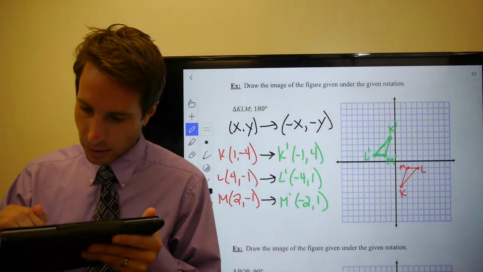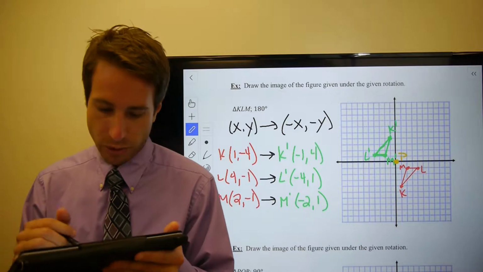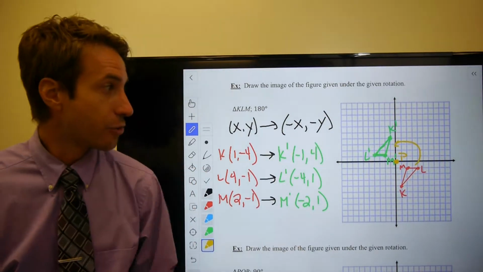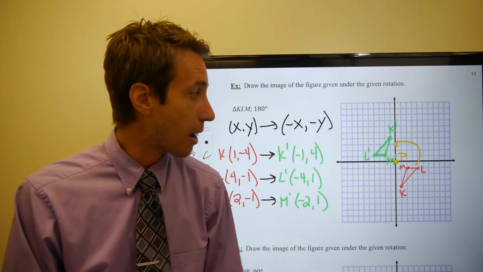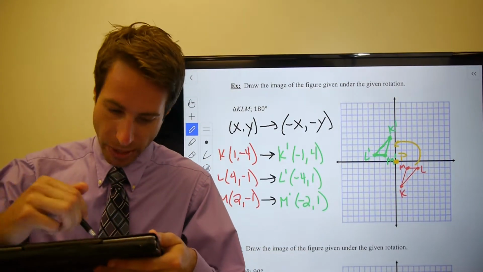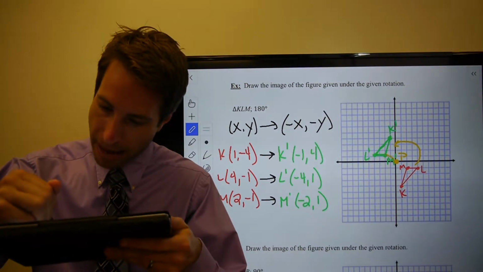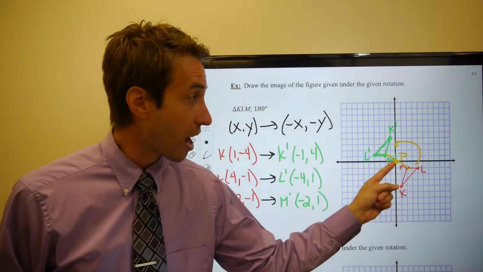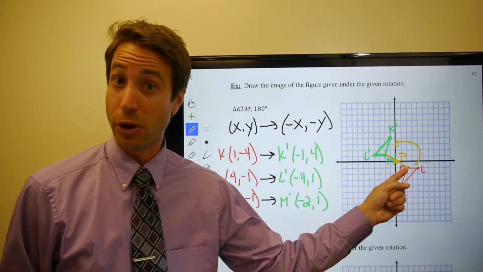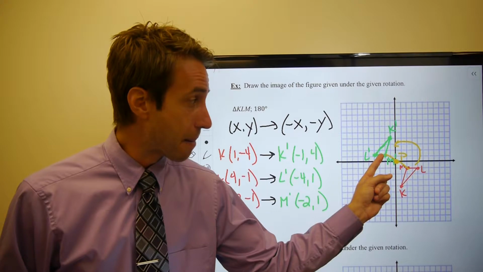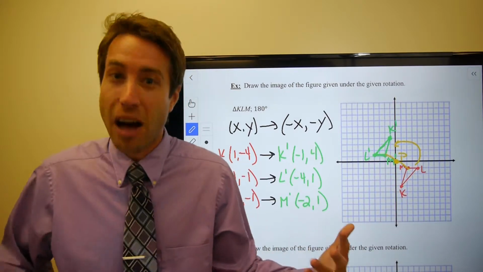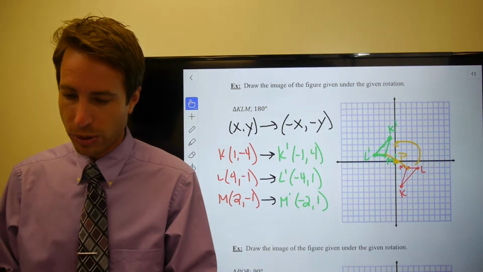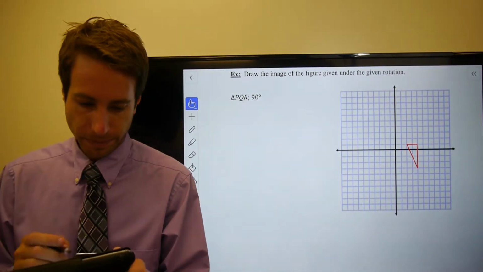If this is the origin, my point of rotation, hopefully you can see I've rotated this object 180 degrees around point P, which makes perfect sense, right? Because if I draw that line from M to M prime, I go right through that point of rotation. They're the same distance on either side, and look, it's a straight line from M prime to M, or M to M prime. A straight line is 180 degrees. So, makes perfect sense. Everything checks out. We look good. Let's do another one.